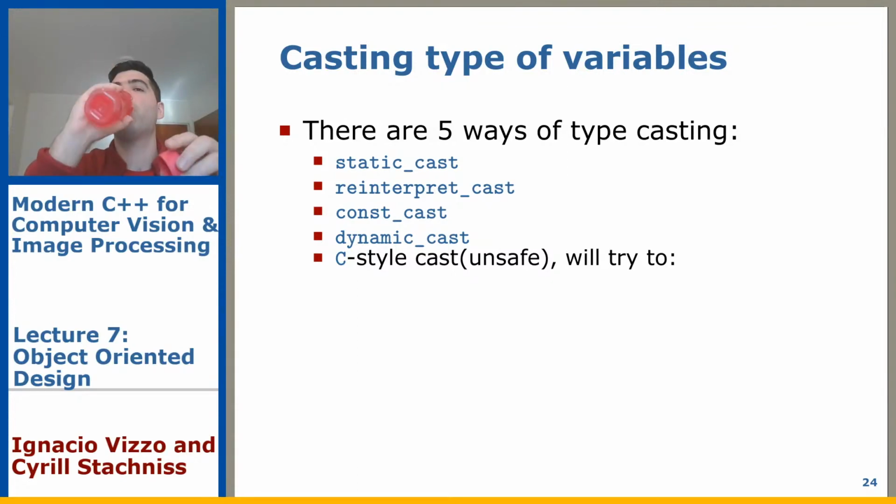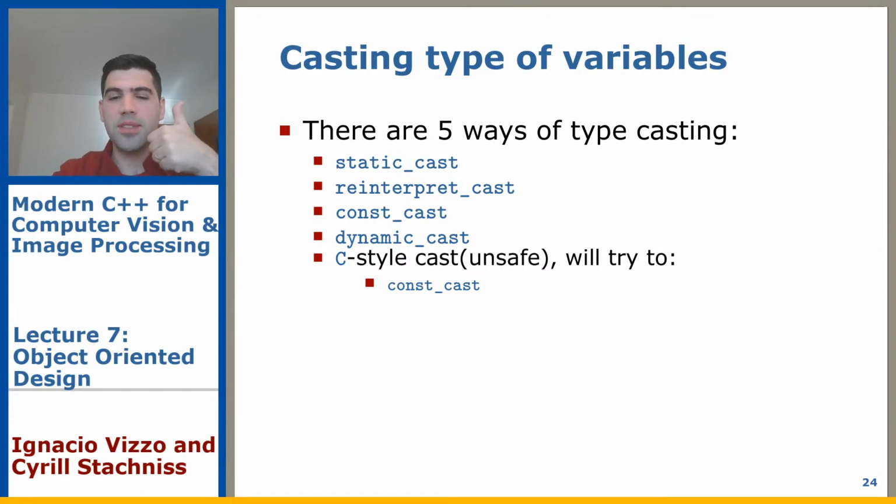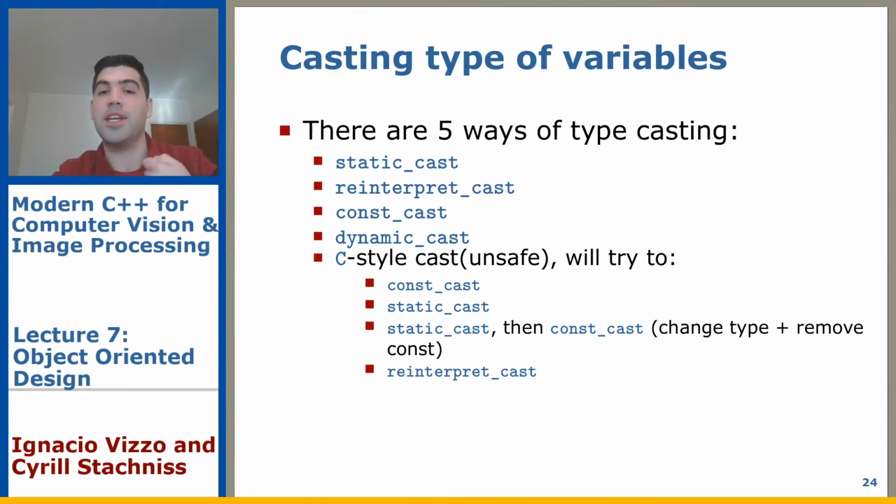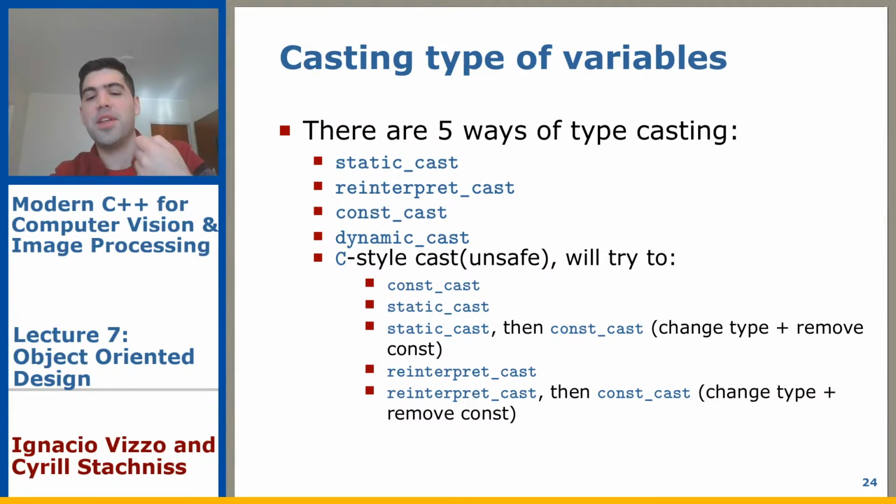Why is this? By the way, after this lecture, you're not allowed to use this C-style cast, and this is the reason why. If you do this parenthesized cast, so you have a variable, and you say this is float, then the compiler will first try to do a const cast, then a static cast, and if this fails, it will do a static cast and then a const cast, then a reinterpret cast, or a reinterpret cast and then a const cast. Why is this unsafe? Because whenever you use this C-style cast, you have no idea what is going on. It could be any of these possibilities and you don't get to pick which one you use, right?